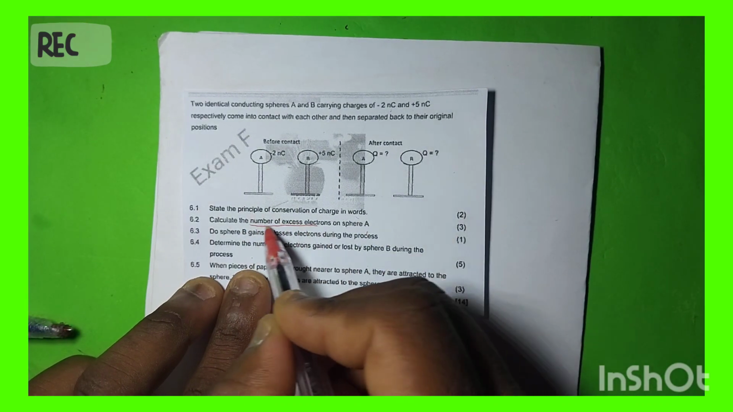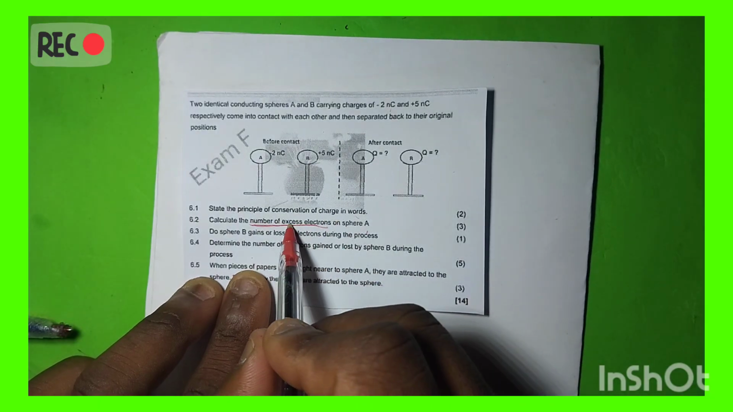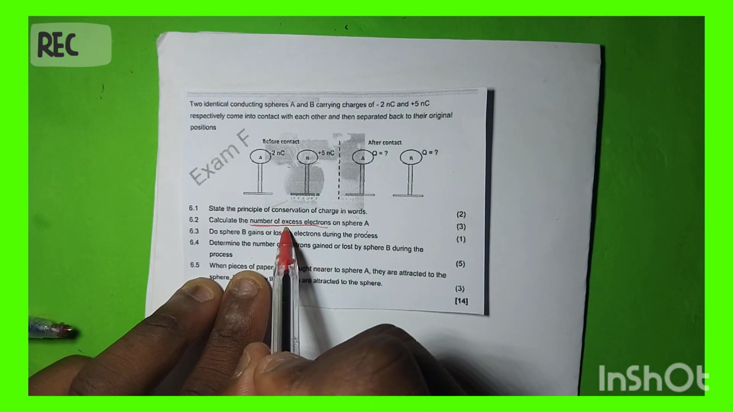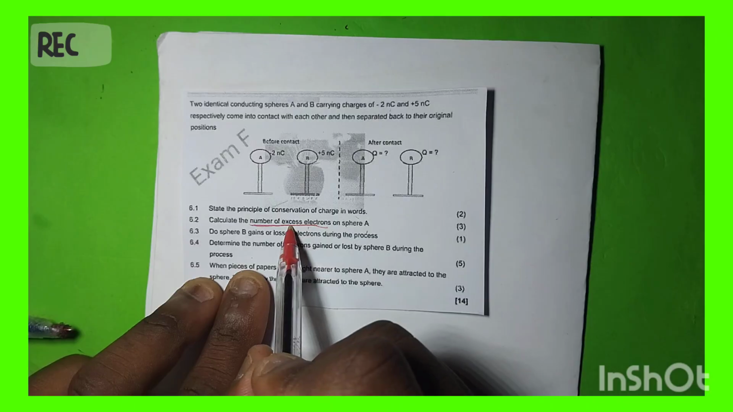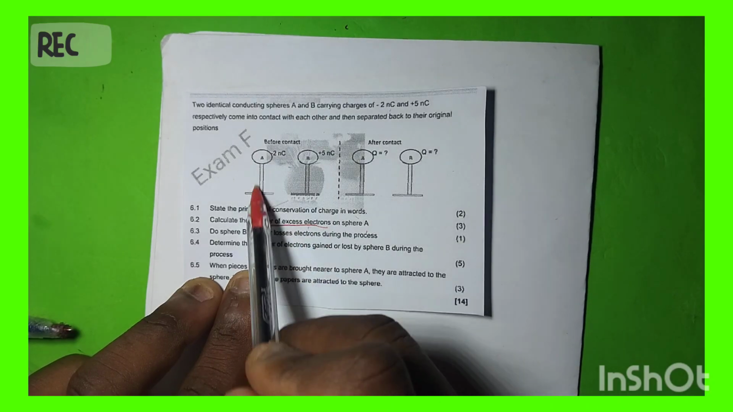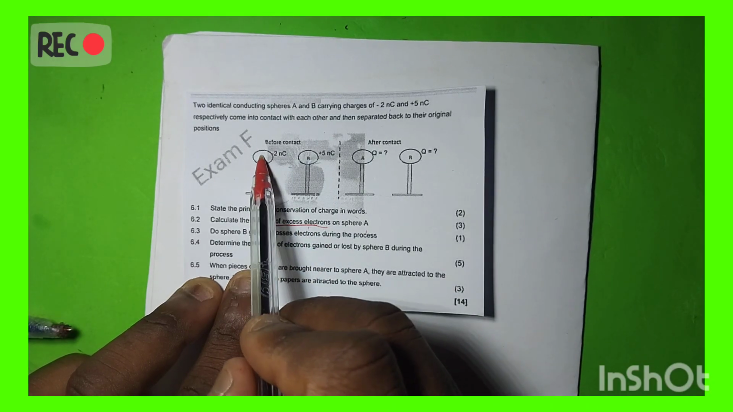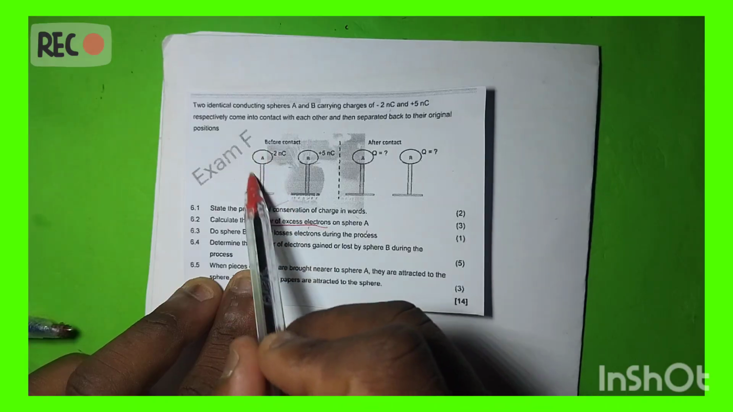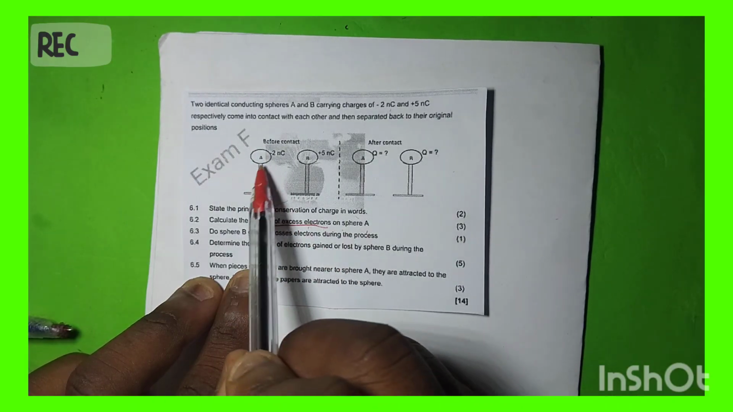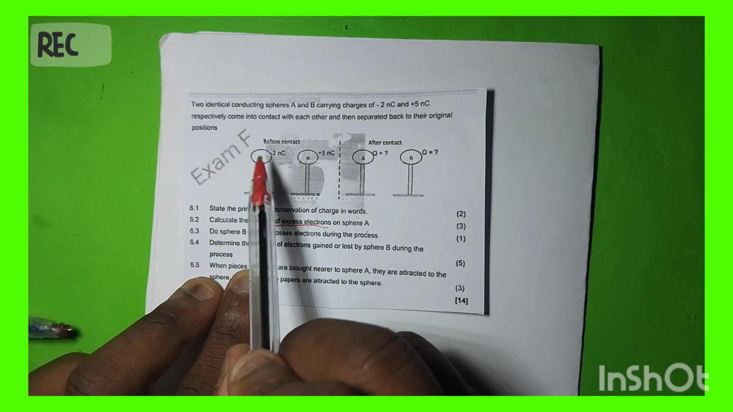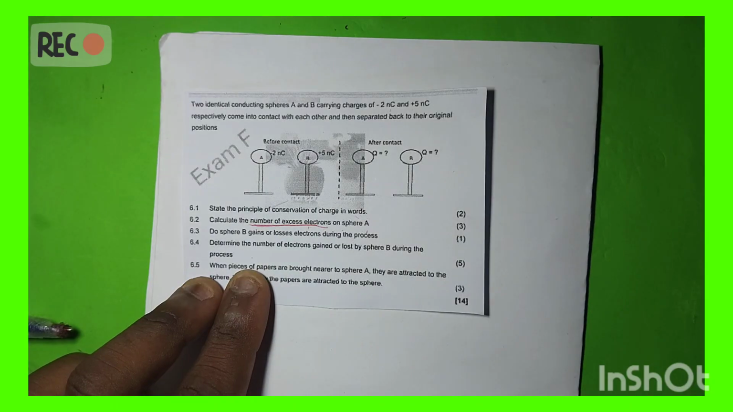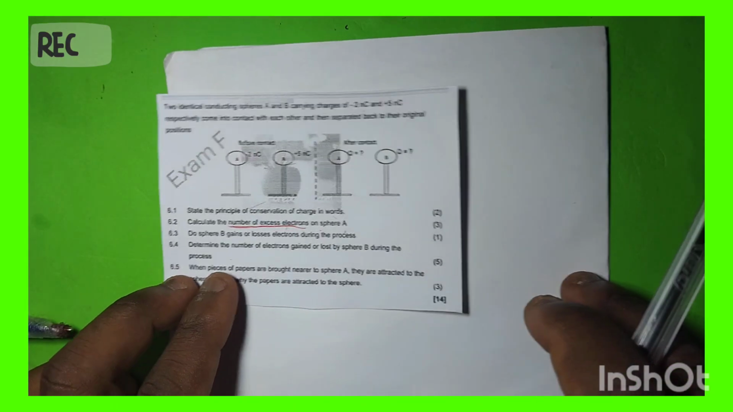Excess electrons. So remember what I told you, guys. When you see excess electrons, it means that you've got more electrons there. They need you to calculate the number of excess electrons, meaning more electrons on what? On sphere A. That thing is a negative charge. It has more electrons, that's why it has a negative charge.